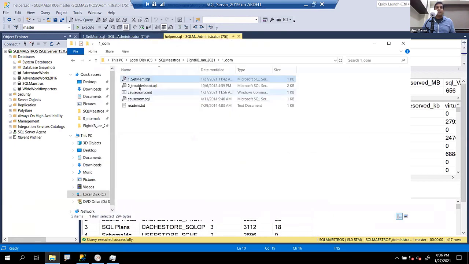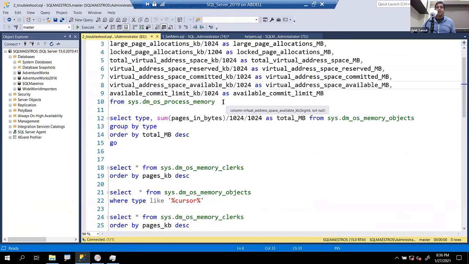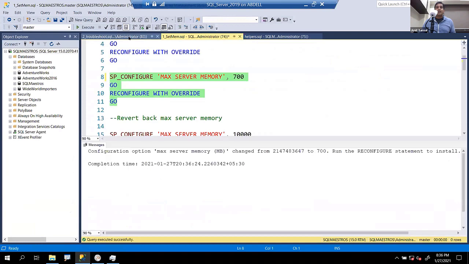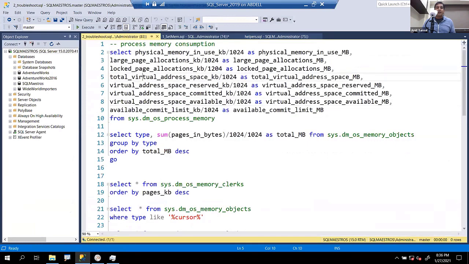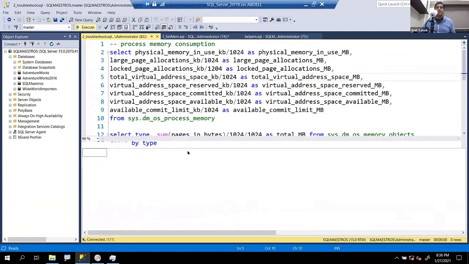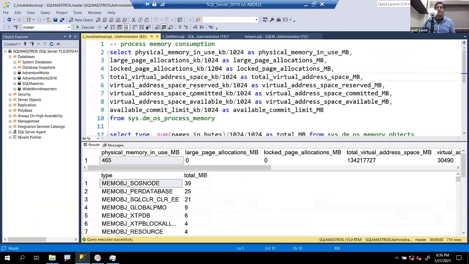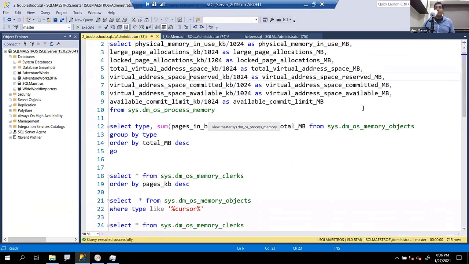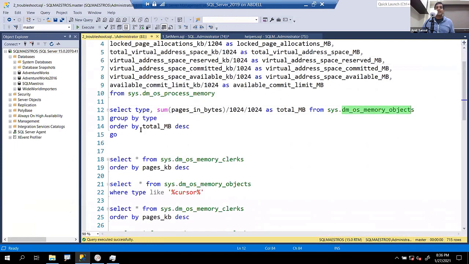Let's open the second file, troubleshoot SQL. And what we are going to do here is, right now, if we run this, I'm just showing you physical memory is about 465. I'm looking at all the memory objects now, DemOS memory objects, and order by total MB descending.